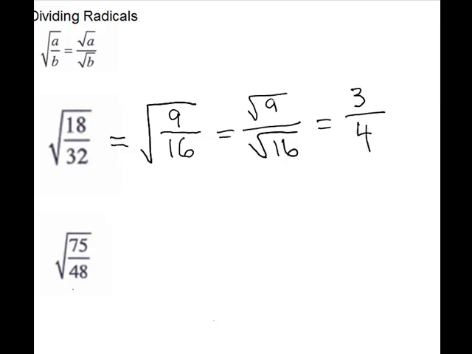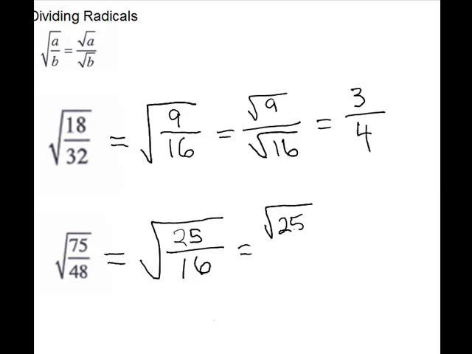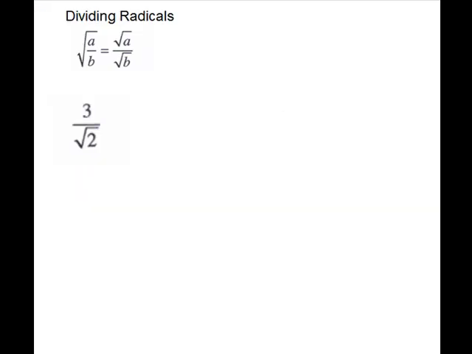Next problem. This one is not quite as obvious, but there is a common factor of 3. So we can divide both by 3. We'll still be under one radical. 3 into 75 goes 25 times. And 3 into 48 will go 16. Then we can break it apart. Square root of 25 over square root of 16. 25 is a perfect square, so 5. And 16 is a perfect square, so 4. So 5/4.